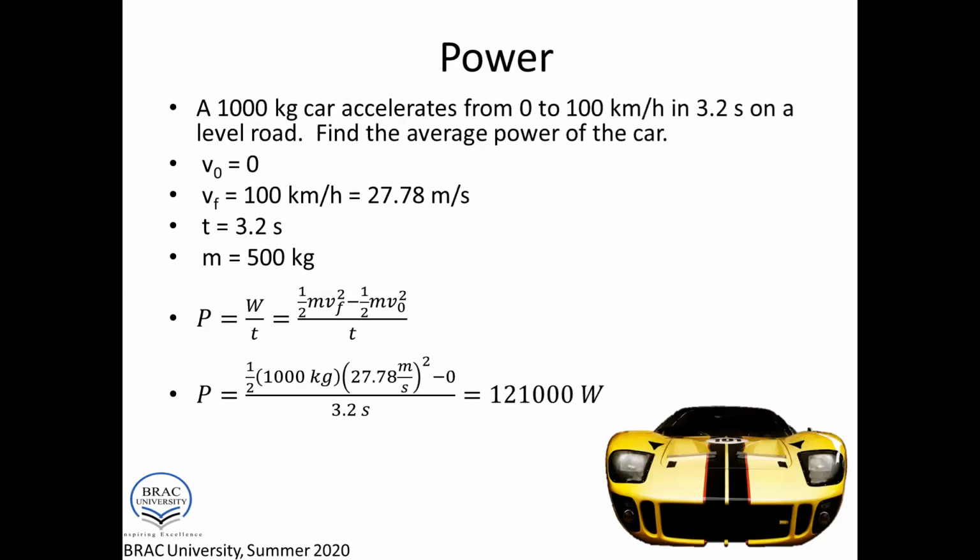So P is equal to half into 1000 into 27.78 square minus 0, since the initial velocity is 0, divided by 3.2 seconds. So finally the answer is 121,000 watts. The power of the car is 121,000 watts.